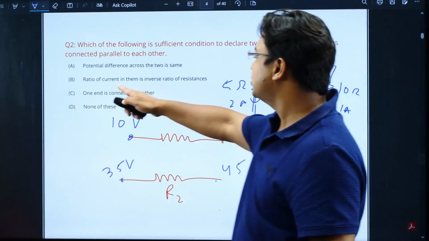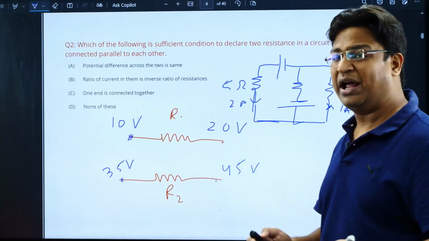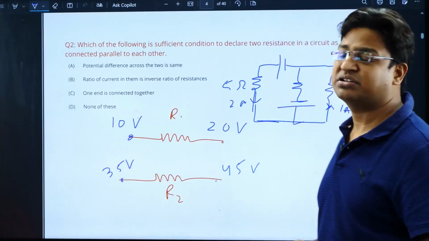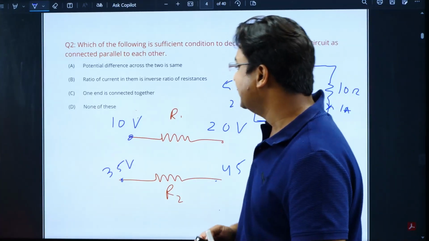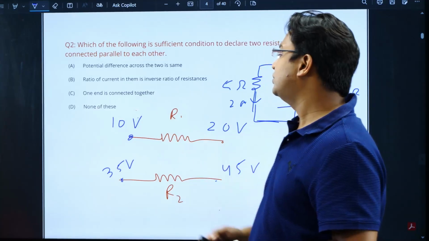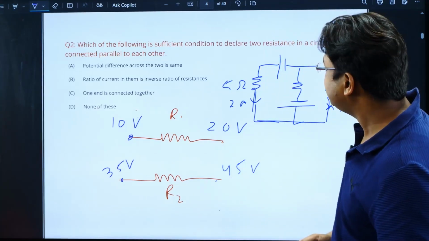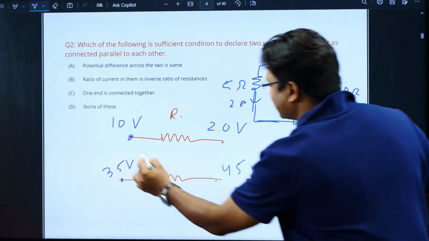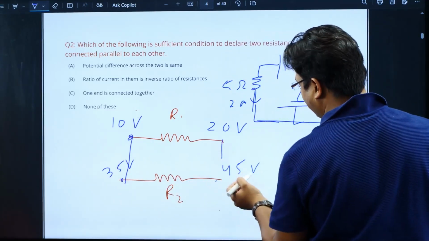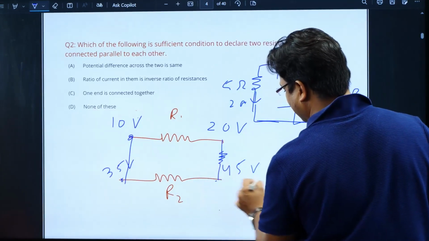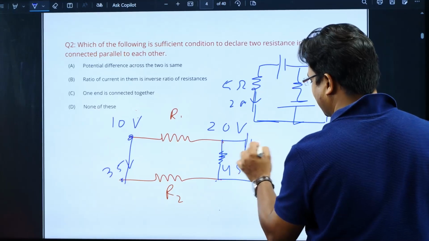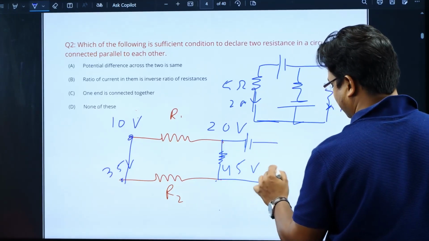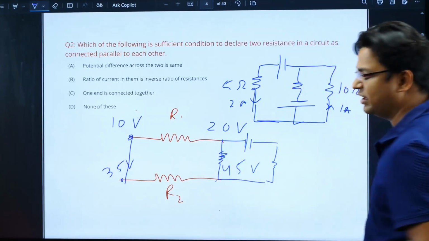So the ratio of the current in them is the inverse ratio. It can happen even when the resistances are not connected in parallel. Only if one end is connected together and the other end is not connected together, then also we can't say that these two resistances are connected in parallel.